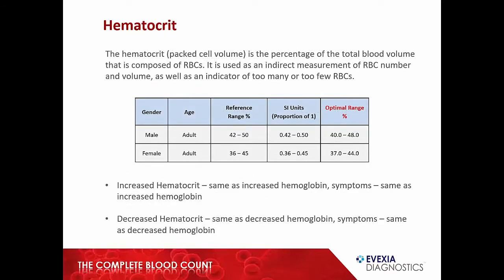Next is the hematocrit, and that is the percentage of RBCs in the blood and provides an indirect measurement of the number of RBCs and the RBC volume. Now on this slide, I have outlined the reference ranges and optimal ranges for male and female, and you'll notice the increase and decrease of the hematocrit is the same as increase and decrease in hemoglobin value.